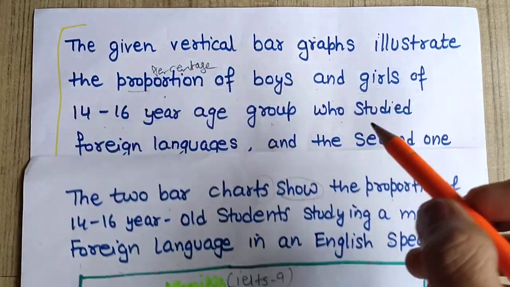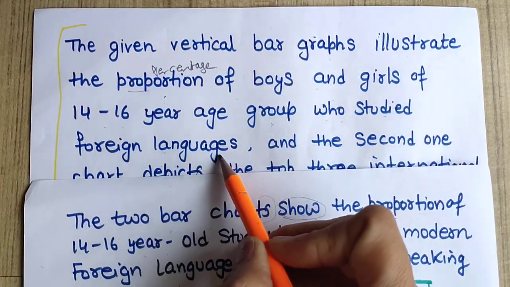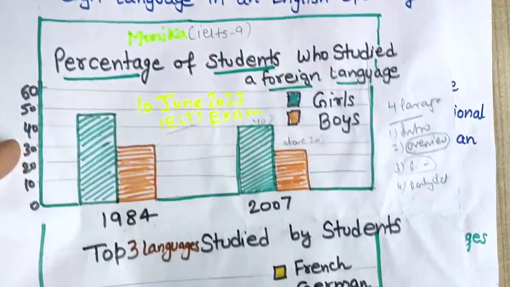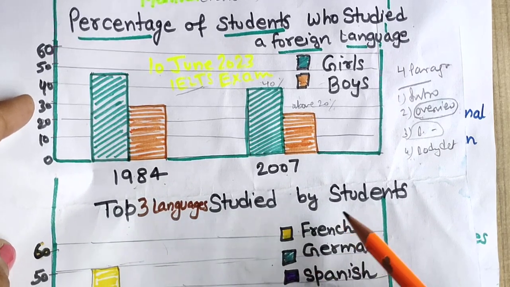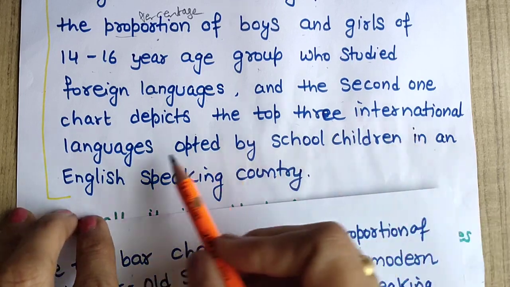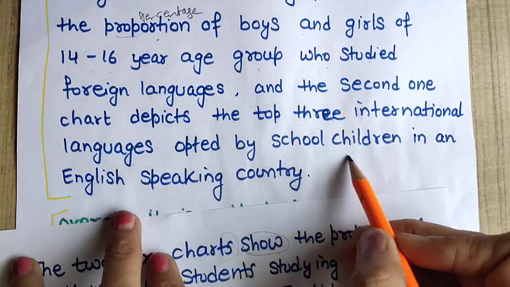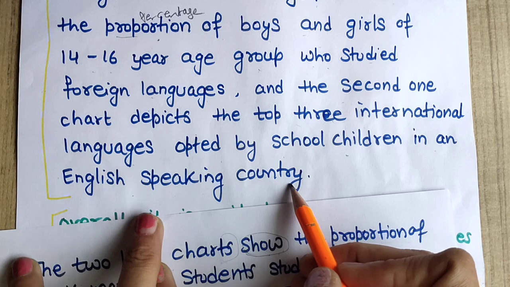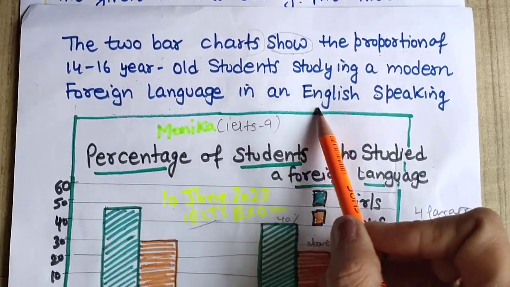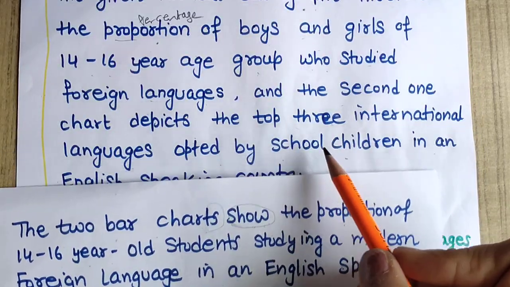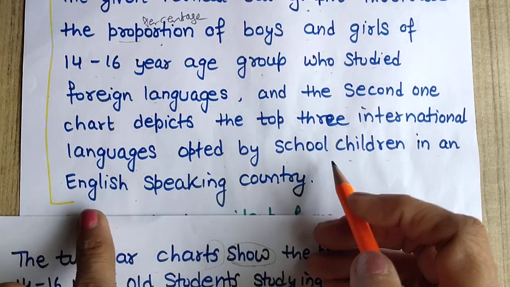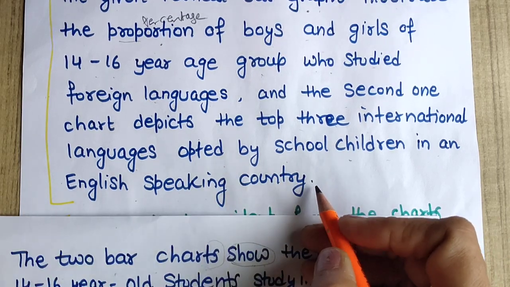So I have just changed the words who studied foreign languages, and the second chart depicts three languages chosen by students. Okay, so here, the second chart depicts the top three international languages opted by school children in an English speaking country. Okay, everything I have covered from the question statement. In an English speaking country I have written it at the end, but I have not forgotten anything to write in the introduction. Whatever they have explained, I have just included everything.